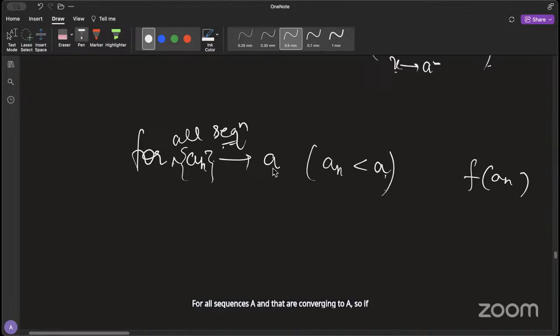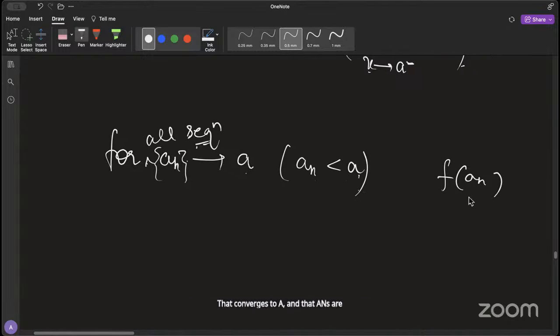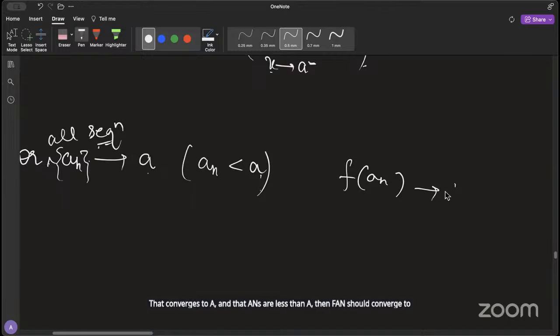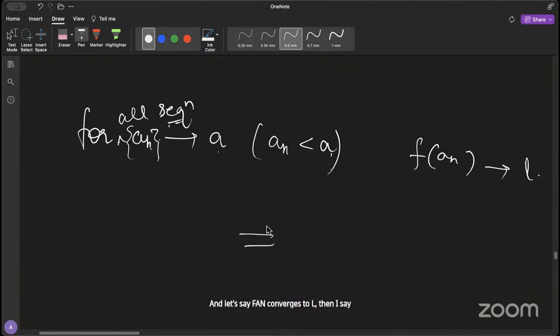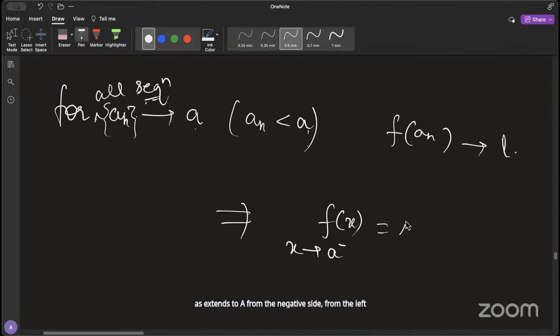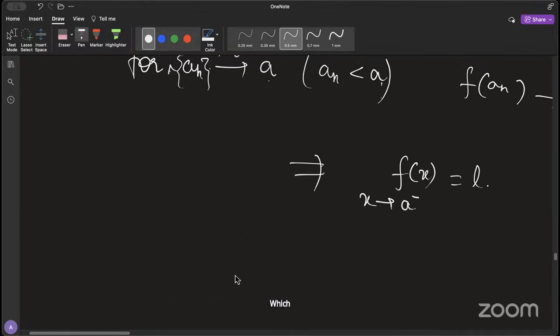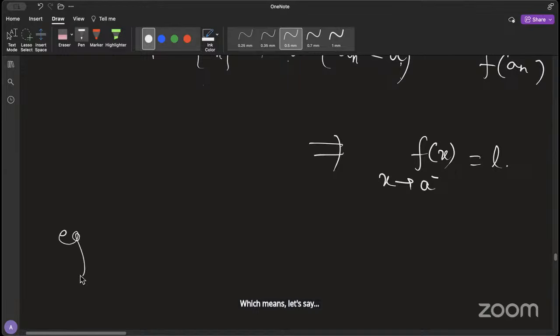So if there is any sequence that converges to A and the terms a_n are less than A, then f(a_n) should converge to, let's say, L. Then I say this means the limit of f(x) as x tends to A from the negative side, from the left-hand side, is L. Let's take an example and then you will understand.